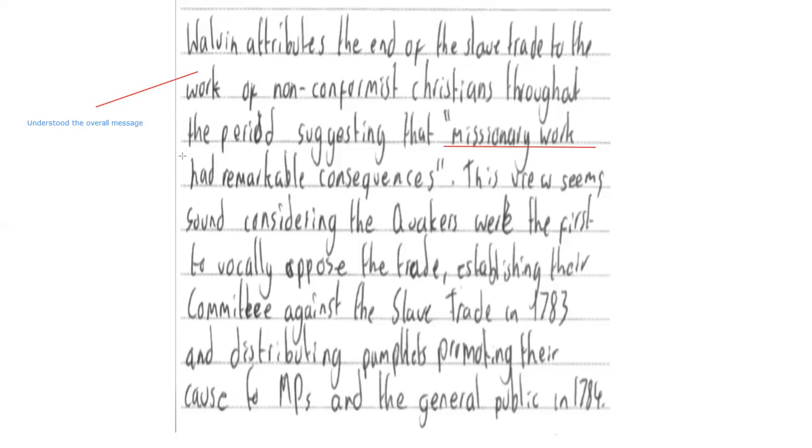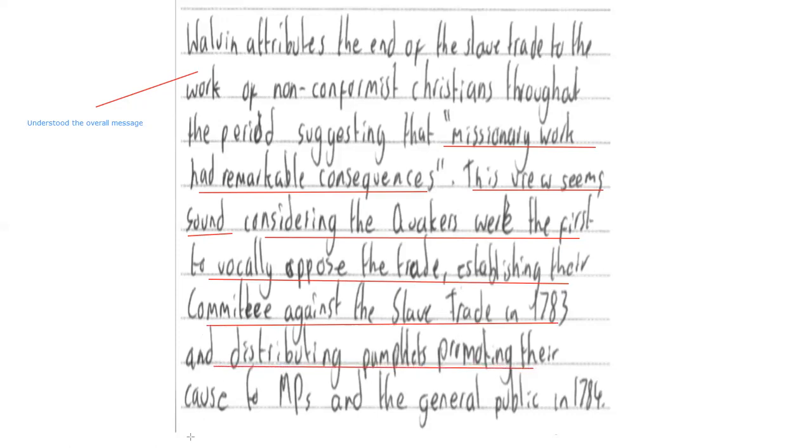Suggesting that missionary work had remarkable consequences. They've gone straight into their quote. Now, this is something that they are seeing as convincing. This view seems sound. I don't like that. It seems very informal, but you could say this view seems fairly convincing, considering the Quakers were the first to vocally oppose the trade, establishing their Committee Against the Slave Trade in 1783 and distributing pamphlets promoting their cause for the MPs and general public in 1784.